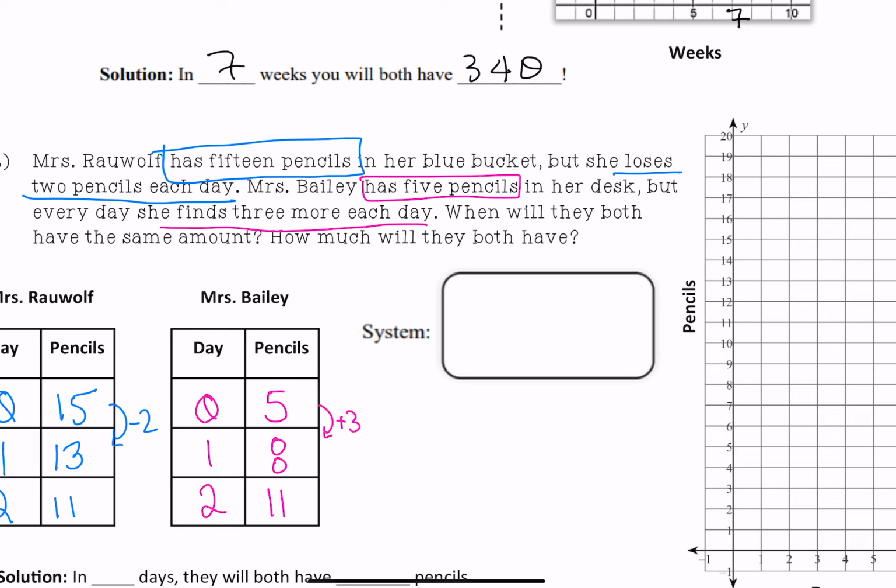So when I write the equation for Miss Robwolf, it is going to be y equals 15, because that's how much she starts with, minus 2x. And the minus 2 gets the variable because it's the common difference.